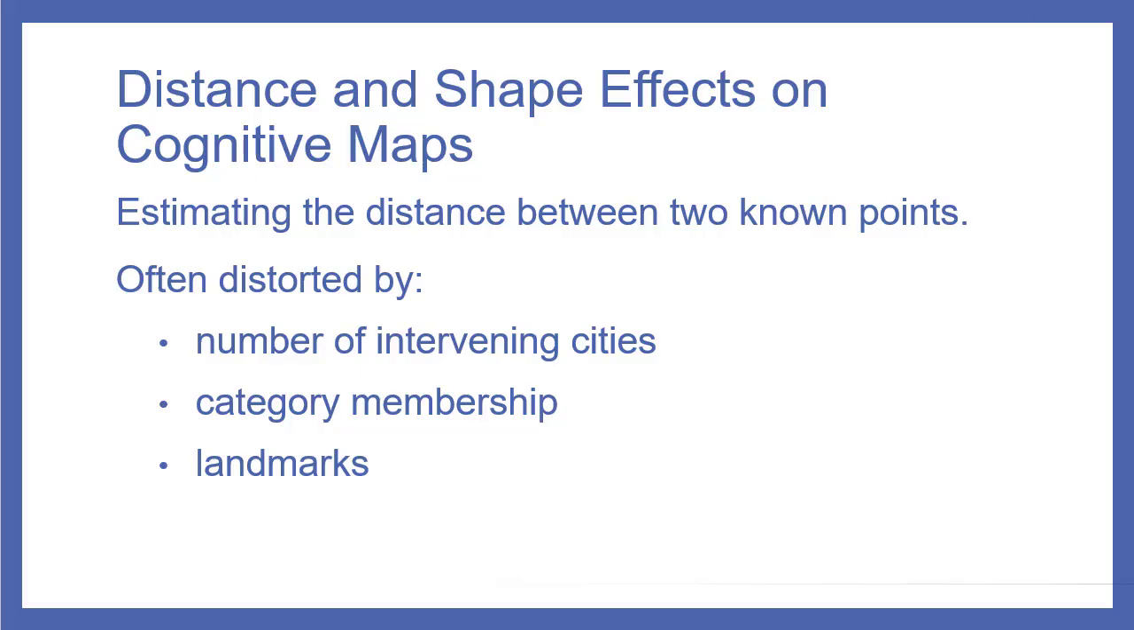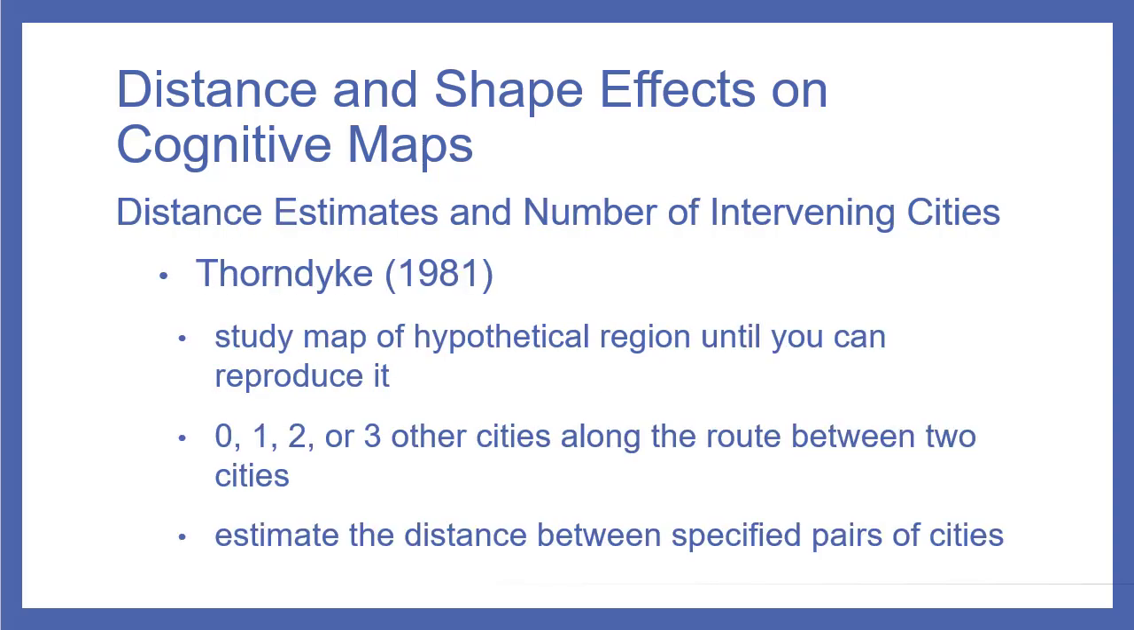But anyways, the mapping is distorted by the number of intervening cities. So knowing how far away something is, things feel further away the more cities there are between them. There's also category membership, which we'll look at in terms of what things belong together, and then also landmarks. So when we think about the distance estimates and the number of intervening cities on a map, the Thorndike example is pretty interesting because they're able to show maps and determine how far away things are according to people's recollection or reckoning, based on the number of stops, or what we call intervening cities, between 2 points.